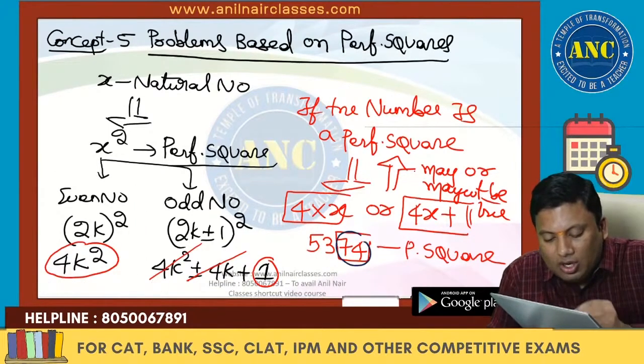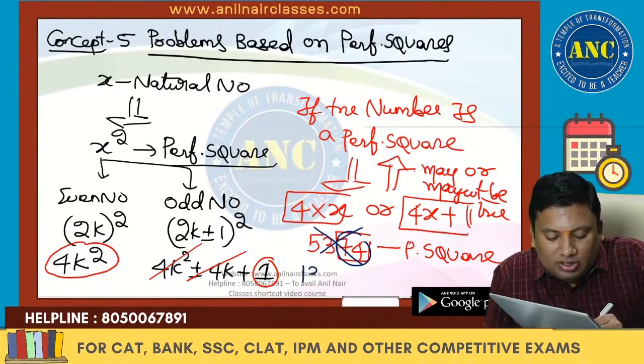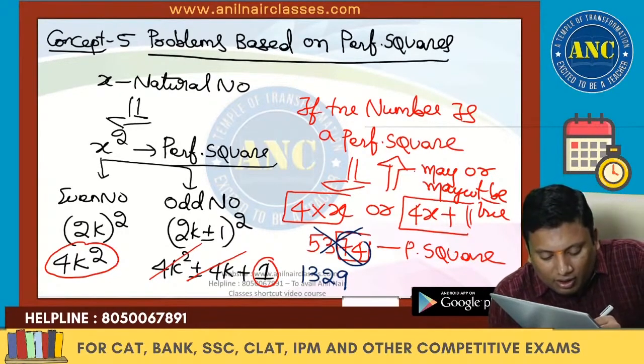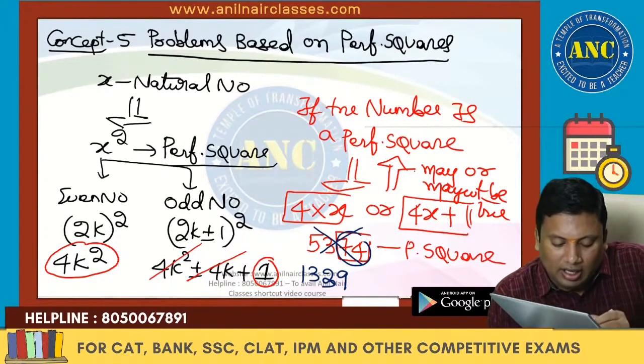72 plus 2, 4k plus 2. It cannot be. Answer is no. Suppose if it is 1329. Now see here. 1339, let us see. In the next problem, I will do 1329.